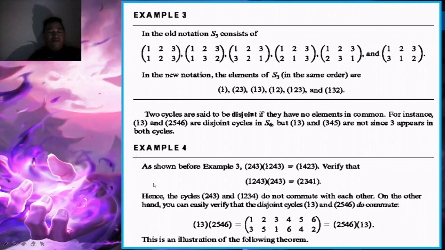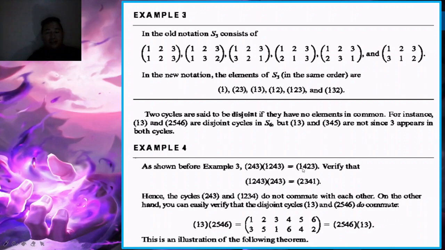So, example number 4 as shown before example number 3. 2, 4, 3 times 1, 2, 3 and 1, 2, 4, 3 is equal to 1, 4, 2, 3. Then, i-verify ang bali nila, kay equal sa 2, 3, 4, 1. So, the cycles do not commute with each other. Kaya, di man siya commutative. Dato lang i-check.